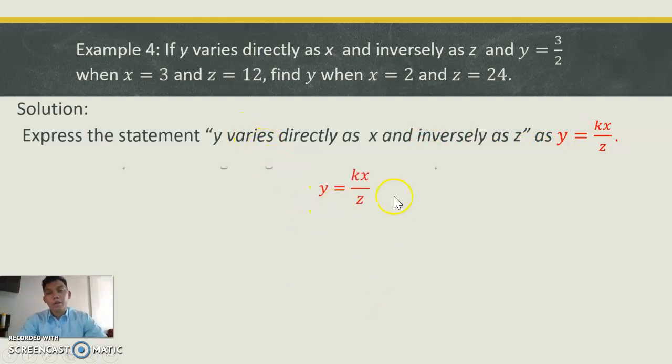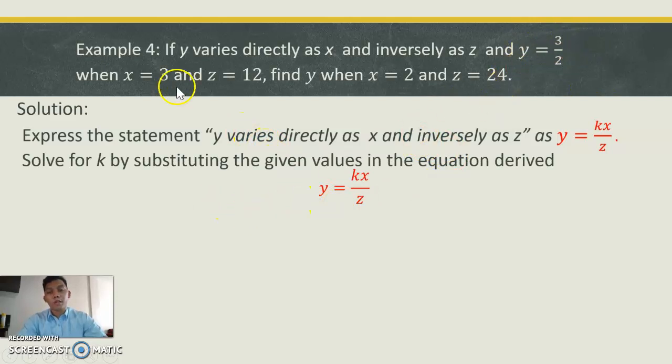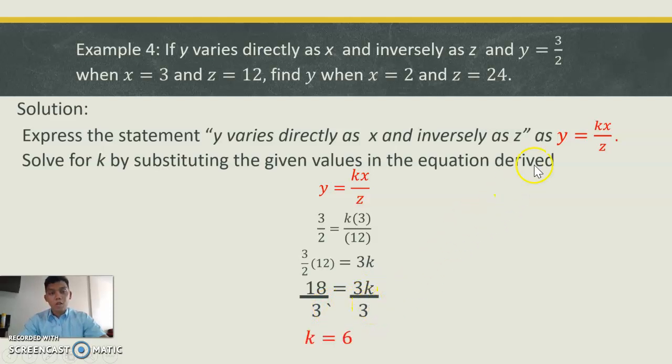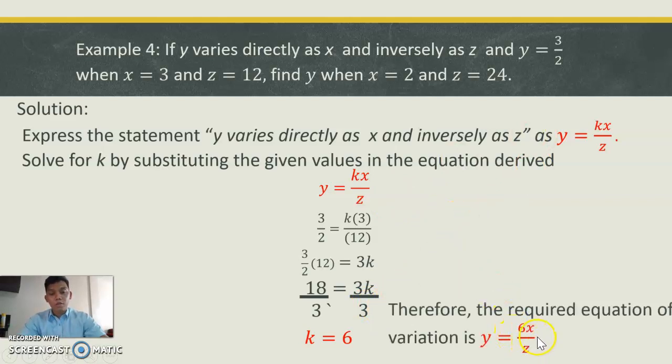So now let's find k by replacing this first set of values. Y is 3 halves, x is 3, and z is 12. So we cross multiply. 3 halves times 12, that is just 3 times 12, 36, divided by 2 is 18, equal to 3k. And then divide both sides by 3. This is actually k equal to 6, which gives us the equation of the variation y equal to 6x over z.